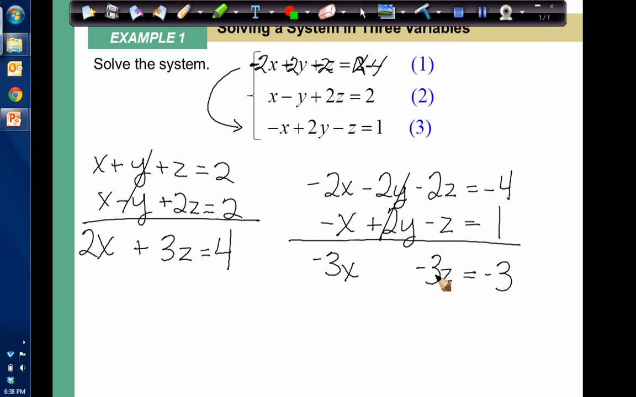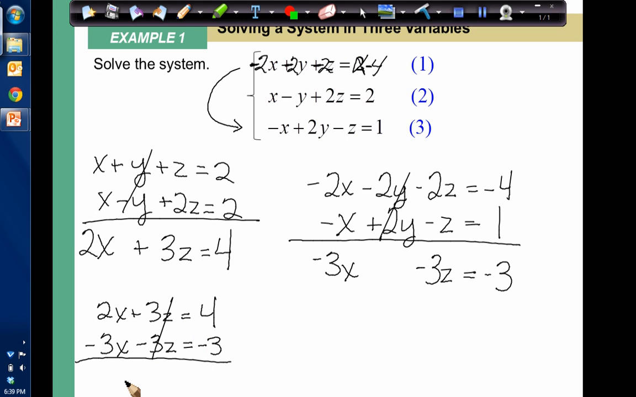Alright, so now I have 2 equations and neither of them have y in it. And the reason I would want to do that is so that I could then use those 2 equations, 2x plus 3z equals 4, and negative 3x minus 3z equals negative 3, to hopefully figure out one of my variables. I'm going to do elimination on these 2 new equations. The z's will cancel out. I will get negative x equals 1. So now I know a vital piece of information. I know that x is negative 1.